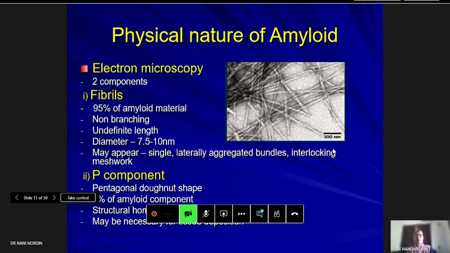Another component, the small component, is the P component, which we can't appreciate much in this view. It forms 5% of the amyloid component. It has structural homology to C-reactive protein, but it's the different types of fibril protein which differentiate between the different chemical structures of amyloid.